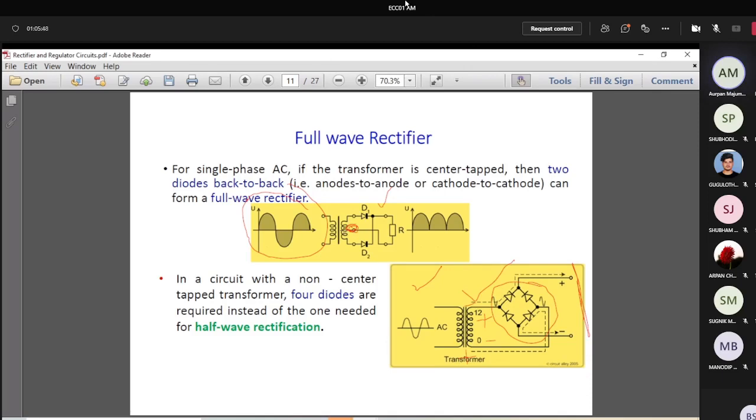When we do so, what is the outcome? Outcome is this, that if it is at the middle, we are having a dual end outcome at the secondary winding of the transformer. Dual end outcome means what? It means plus minus for the upper part and plus minus for the lower part. Plus minus plus minus.